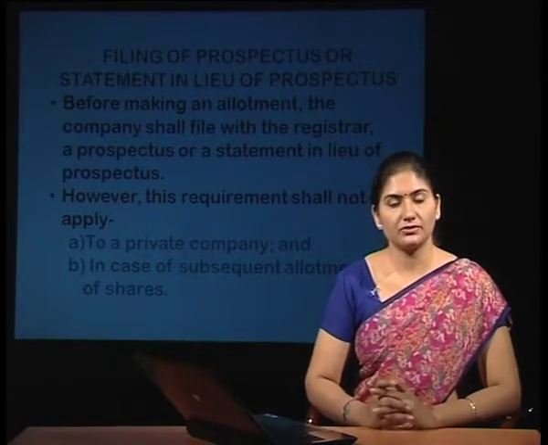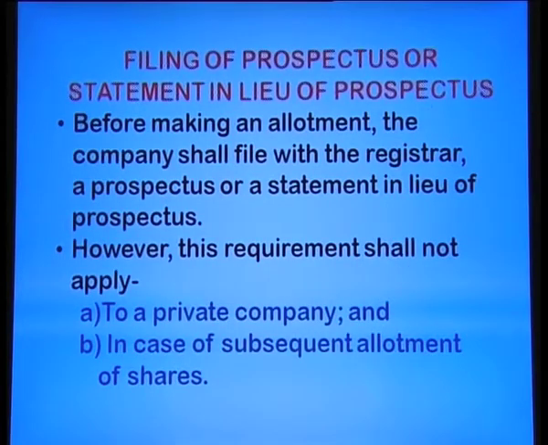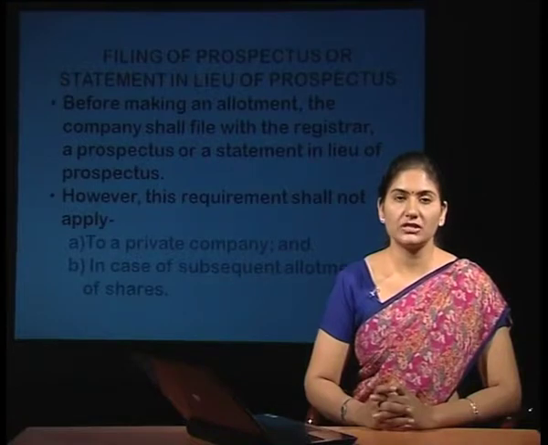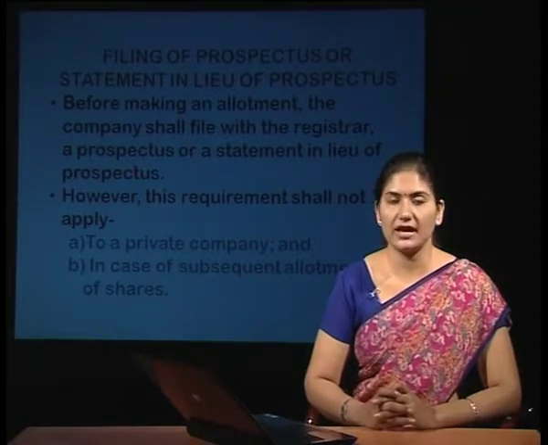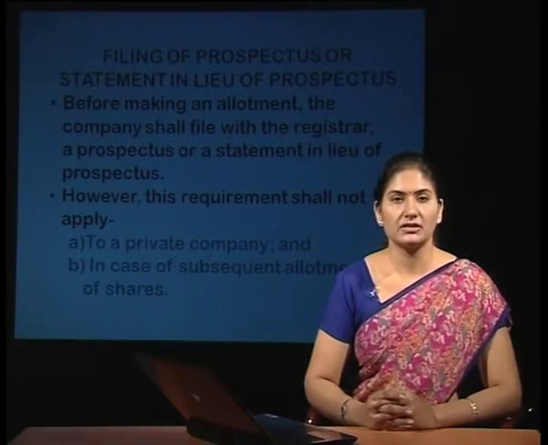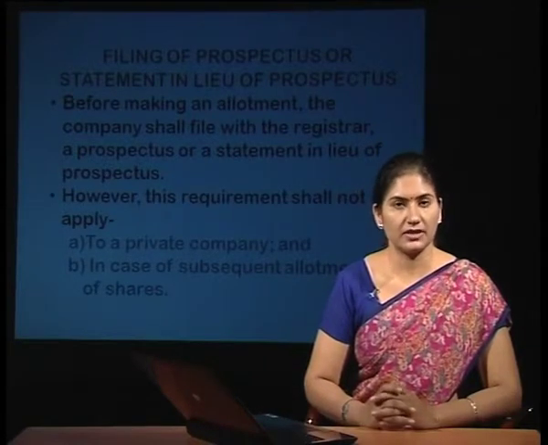Now, let us try to know about the other provisions. Before making an allotment, the company shall file with the registrar a prospectus or a statement in lieu of prospectus. However, this requirement shall not apply to a private company and in case of subsequent allotment of shares. So, the private company gets a privilege of not publishing a prospectus and filing the same with the ROC. A private company can allot the shares just by an agreement with the members and allotting the shares to them.